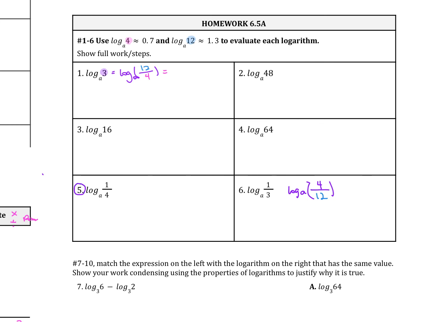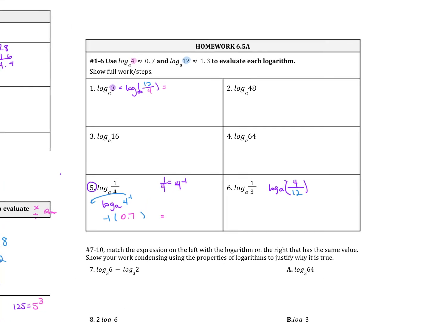Then number 5 here, we have log base a of 1/4. Again, we're only using 4 and 12. The fastest way to think about this is that 1 over 4 is really just 4 to the negative 1 power. So you can rewrite this as log base a of 4 to the negative 1, and then use the power property. It's negative 1 times log base a of 4, which is 0.7, and then simplify from there. Hopefully that helps you a little bit more with those.